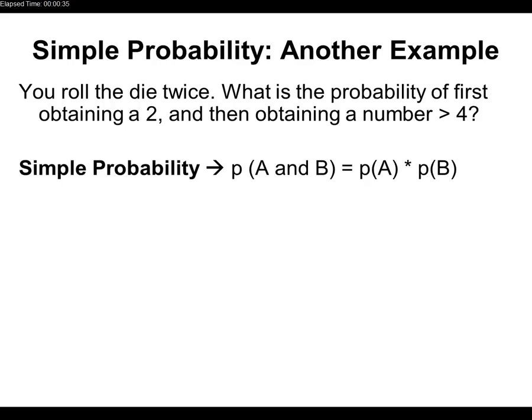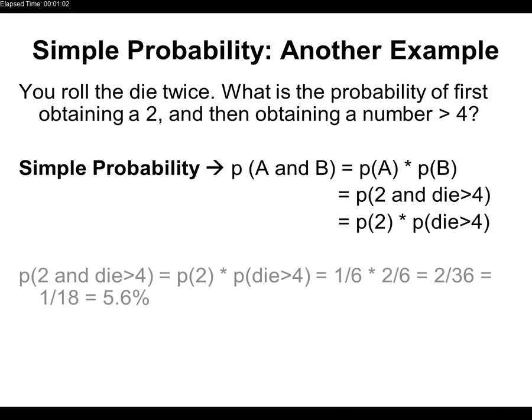The simple probability formula is P(A and B) equals P(A) times P(B). So that equals P(2 and die greater than 4). Don't forget it's the events, and then P(2) times P(die greater than 4). So P(2 and die greater than 4) equals P(2) times P(die greater than 4), which equals 1 divided by 6 times 2 divided by 6.